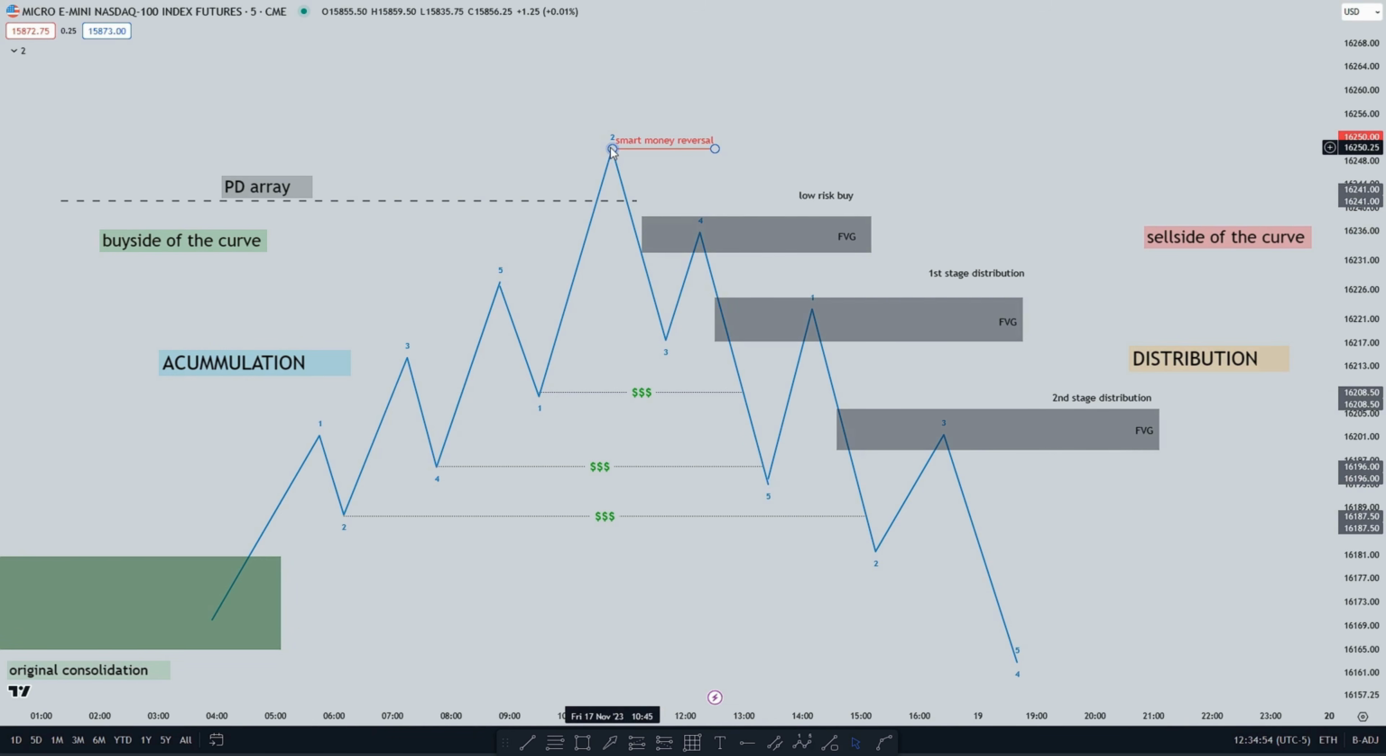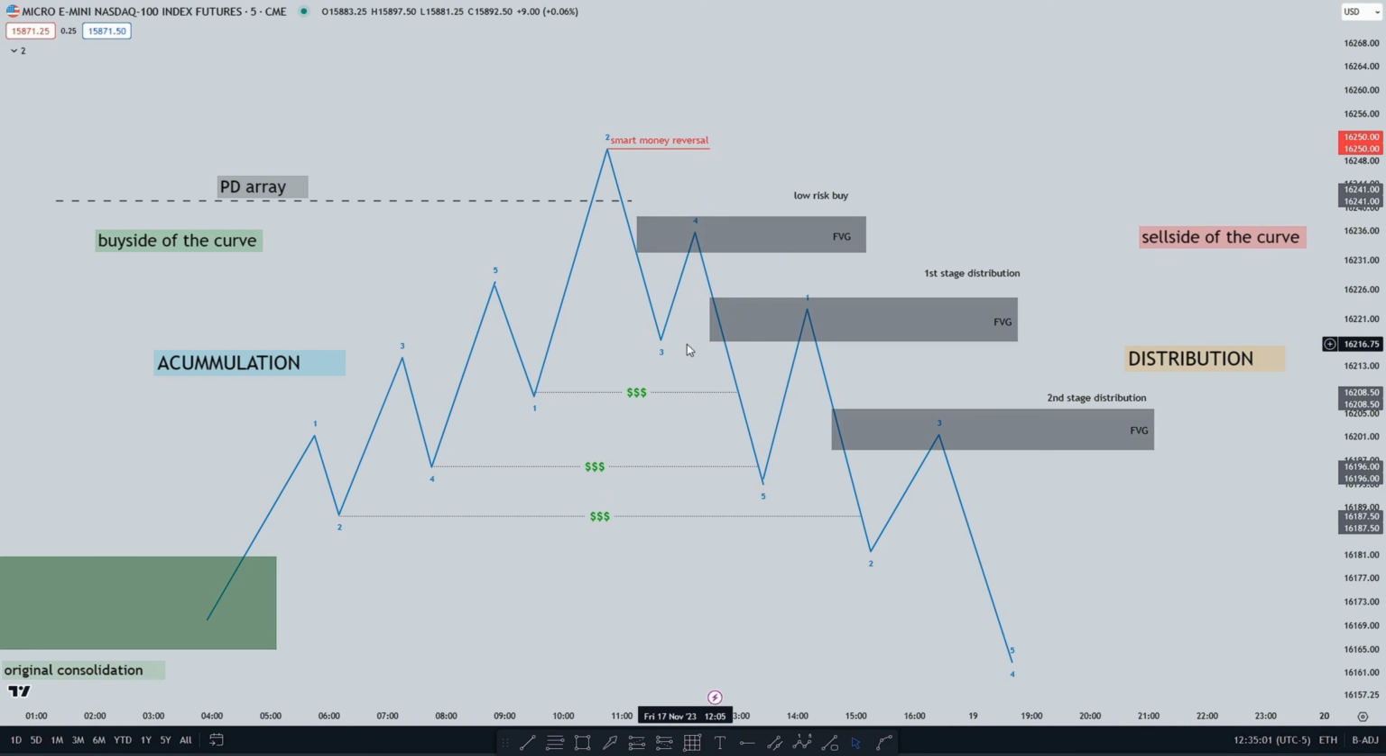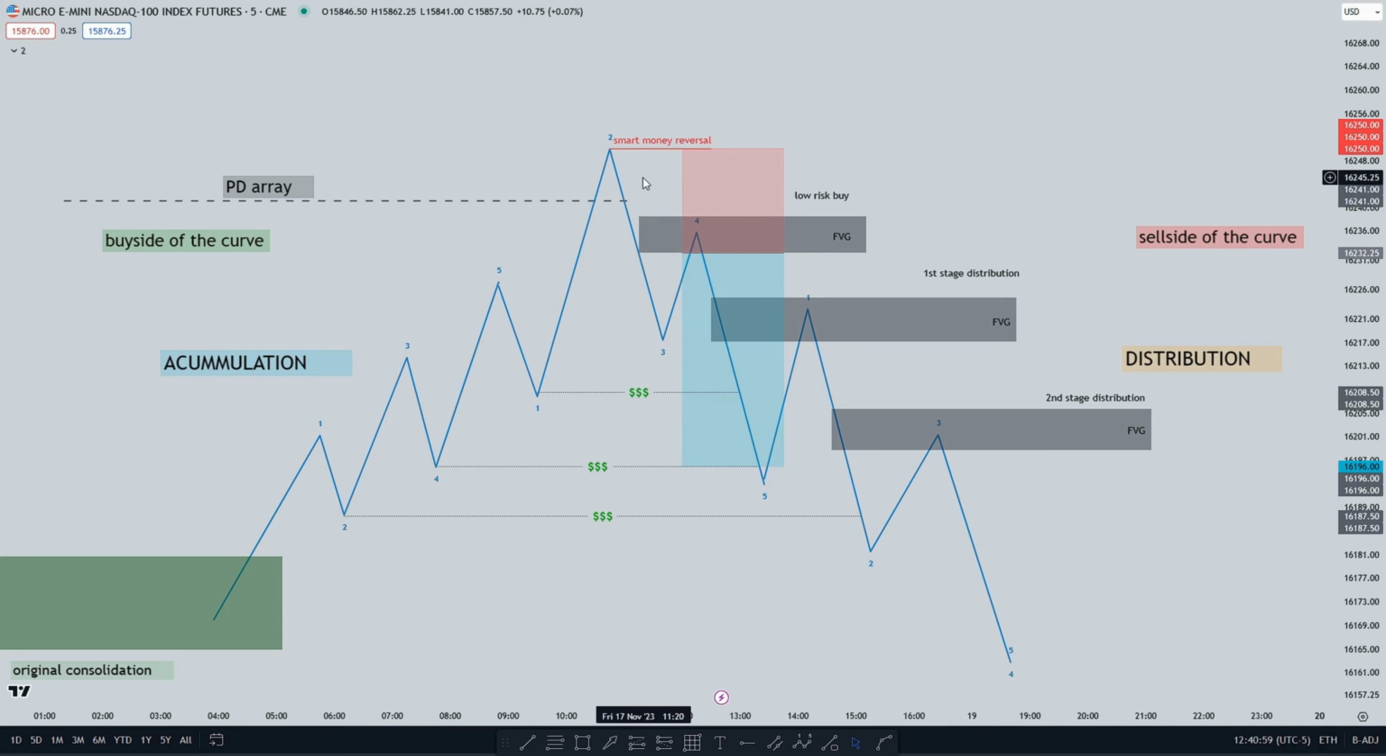So when we start to reverse from the smart money reversal, we want to see if there's any fair value gap that forms in this range. The first fair value gap that forms in the smart money reversal is called a low risk buy fair value gap. The reason it's called low risk buy is because let's say you were to take a trade entry right here at the start of the fair value gap, and then you put your stop loss at the smart money reversal. There's not a lot of risk putting your stop loss at the smart money reversal because you could be making a good risk reward.